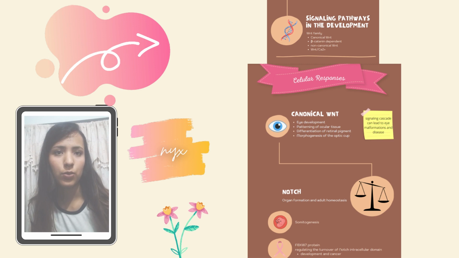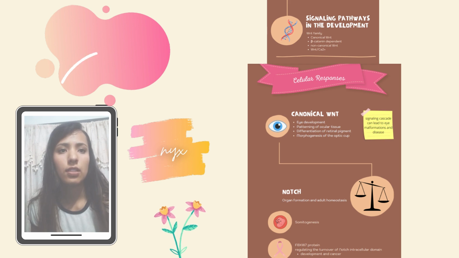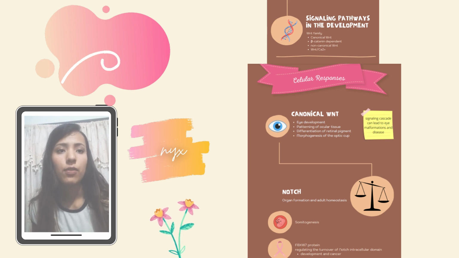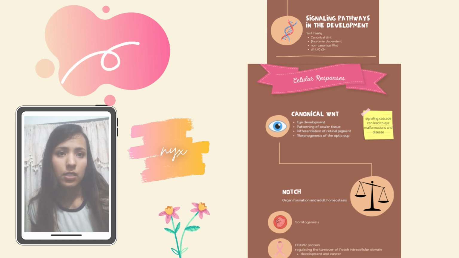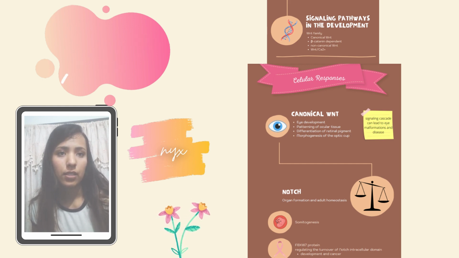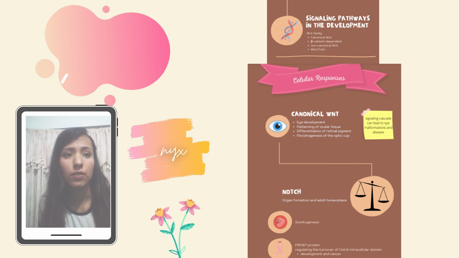Among the signaling pathways with roles in development is the WNT pathway. WNTs can bind to multiple receptor complexes and determine signals. For example, canonical WNT, which is beta-catenin dependent, and non-canonical WNT. An important fact is that the signal can elicit diverse cellular responses depending on the cell type, context, and development. And now we have some cellular responses, such as canonical WNT.